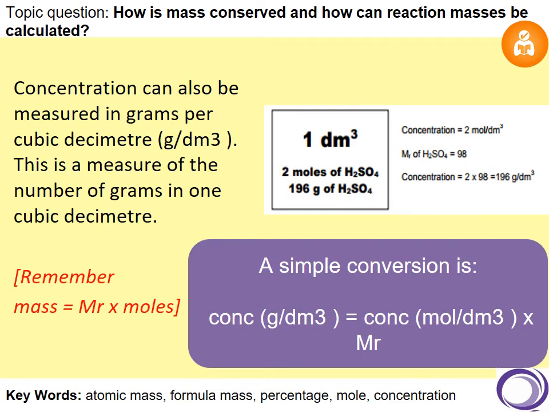Sometimes concentration will also be asked for in grams per decimetre cubed, and that will be the measure of the number of grams in 1 cubic decimetre. To convert from moles per decimetre cubed to grams per decimetre cubed, we must remember the formula that mass equals Mr times moles. So we take our concentration and we multiply it by our formula mass.